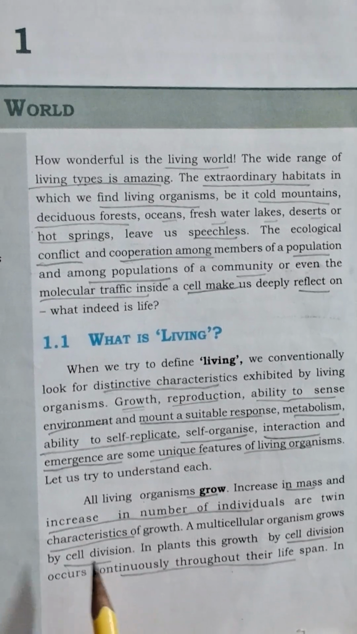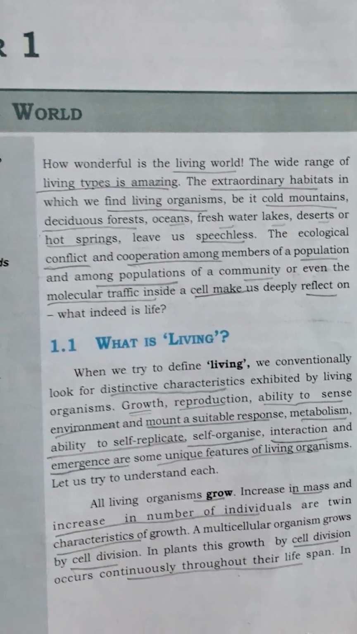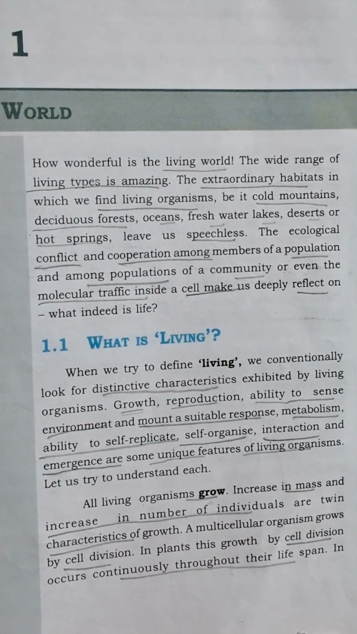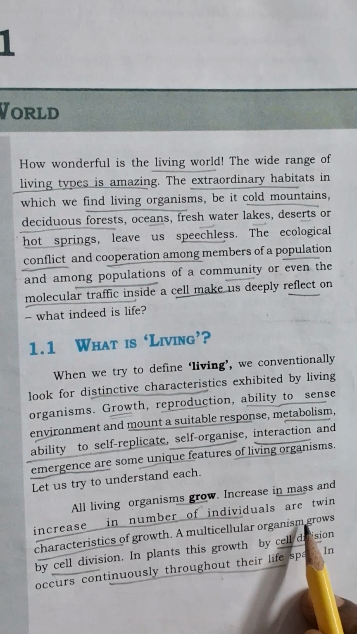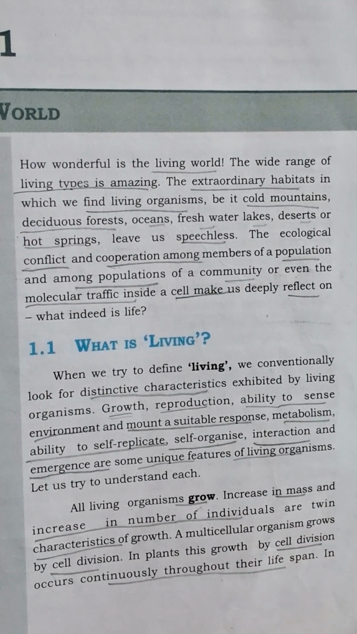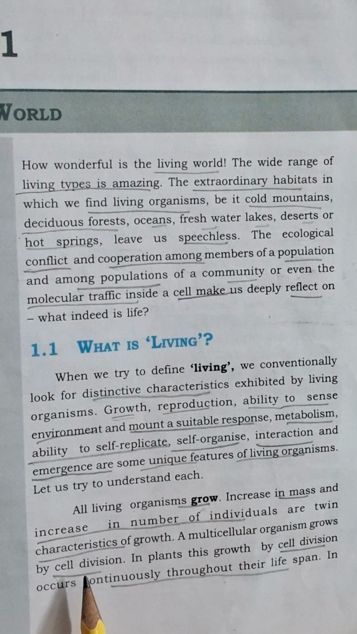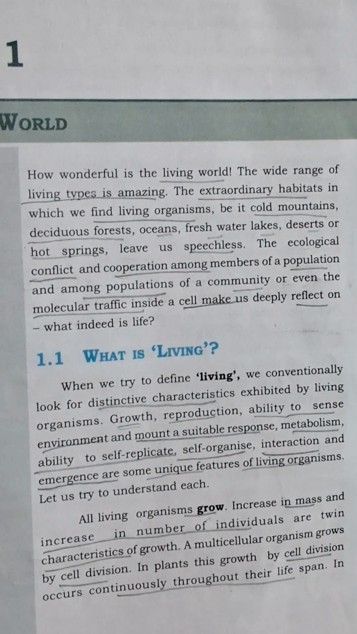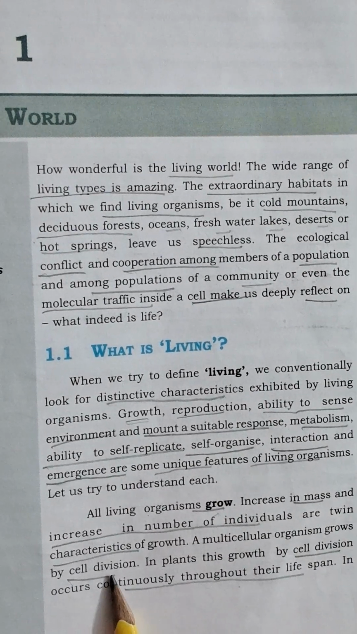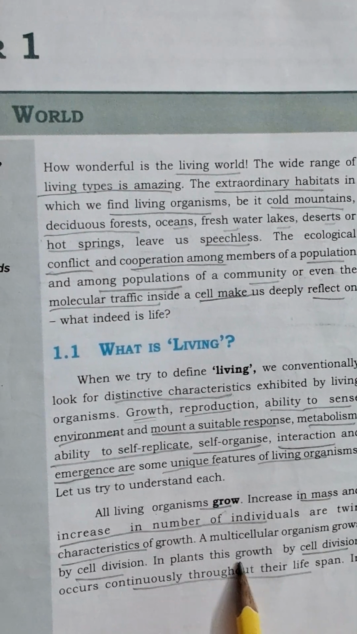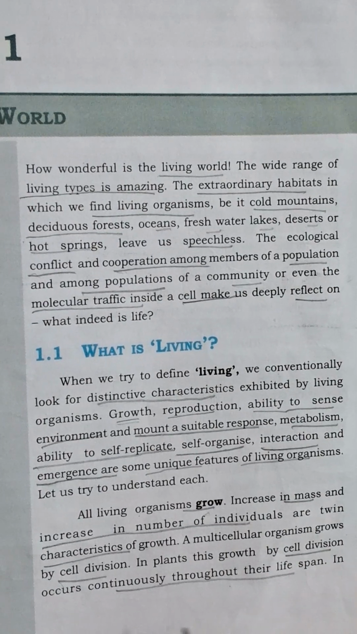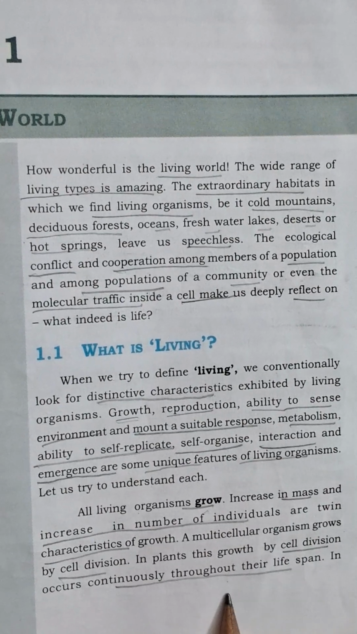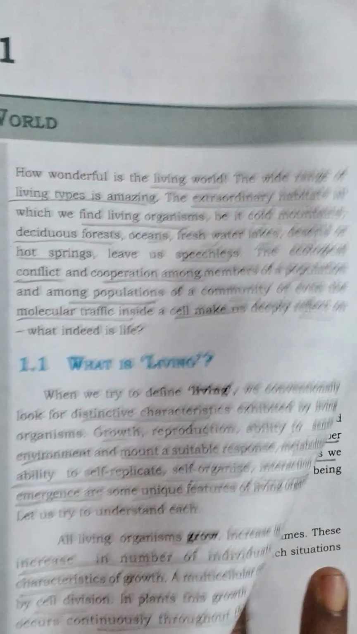Yes, so when we are talking about living organisms, the first characteristic that comes is growth. How can we define growth? Increase in mass and increase in number of individuals are called the twin characteristics which we call growth. In multicellular organisms, growth occurs by cell divisions. Plants also grow by cell divisions, and in plants it is continuous throughout their lifespan.